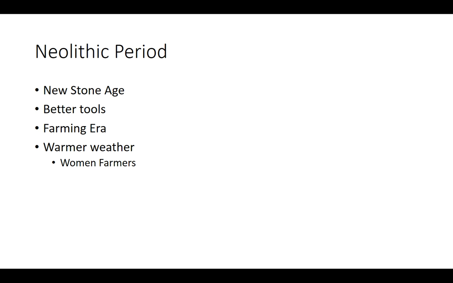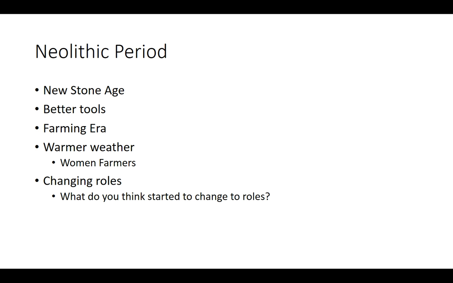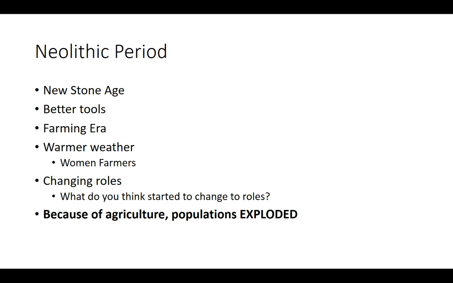Now, because they were settling and staying in one area, they tended to settle in warmer areas with warmer climates. There are obvious reasons for that. Women were specifically the ones who worked out in the fields and were the farmers. Men were still the hunters and gatherers, while women tended to the gardens and stayed close to home. There was a change in roles. And so the question I want to ask is, why do you think there was a change in roles? So go ahead and answer that question.